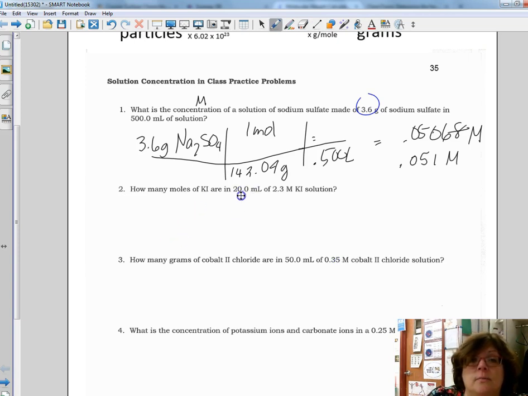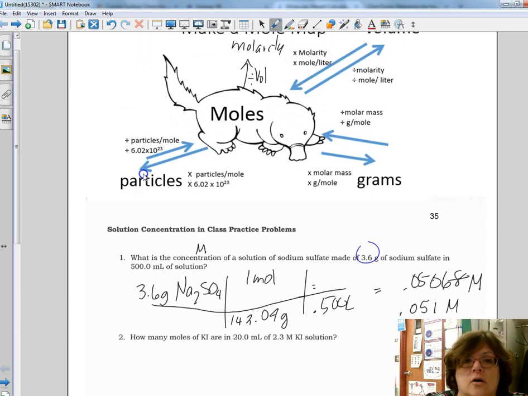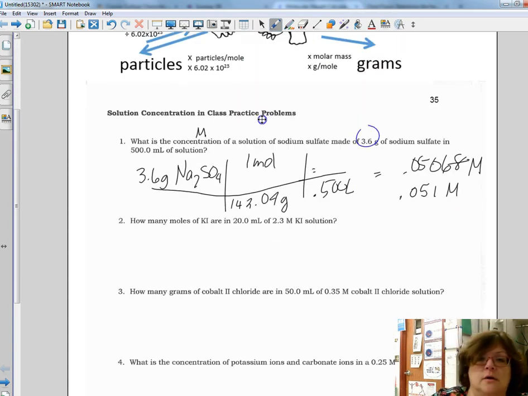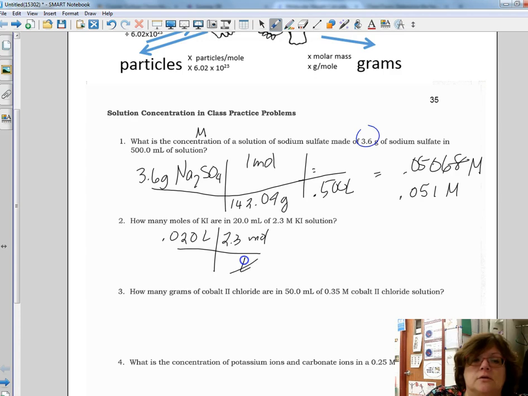Alright, number 2. Work these with me. We're given a volume and we're given molarity. We're solving for moles. If we look at our mole map, we're given a volume, we're given a molarity, we're solving for moles. So we're going to take volume times molarity. The volume is 20 milliliters, which is the same as 0.02 liters. The molarity is 2.3 moles per liter. Liters cancels. That will leave us with moles. If we multiply those, we get 0.046 moles, which is to 2 sig figs, so we're good.